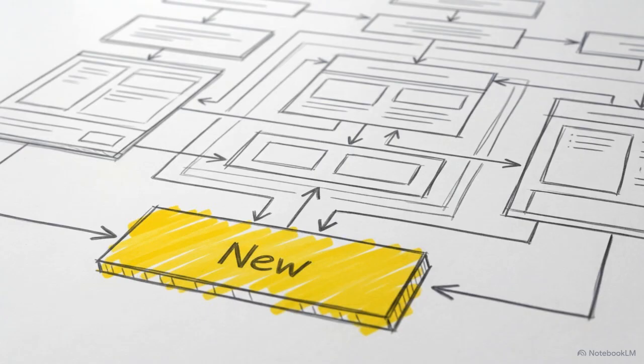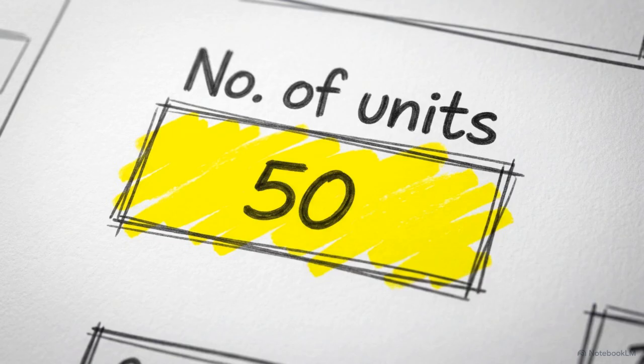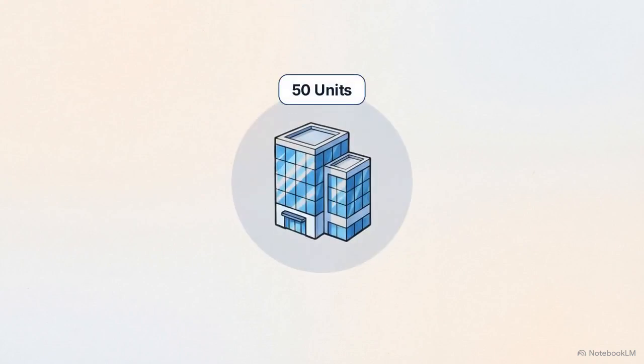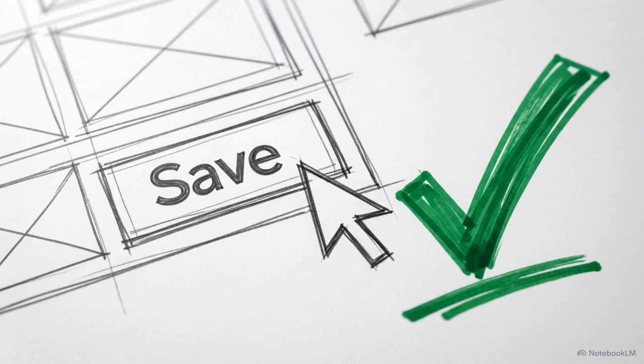Click on New at the bottom to begin building a new property profile. First, enter the name of the property. Below that, select the property type, such as commercial or residential. Next, specify the exact number of units. The system uses this exact number to generate the individual spaces within the building, so accuracy here is required before we move to the next step.